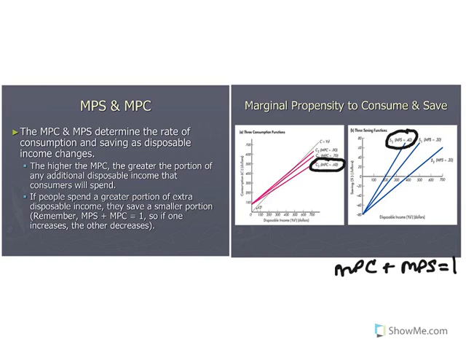So you can easily see which consumption function correlates to each savings function in the other graph. And again, this is just because you have to account for all of your money. So if you have a change in income of $100 and you're spending $60 of it, that means you have to be saving $40 of it.